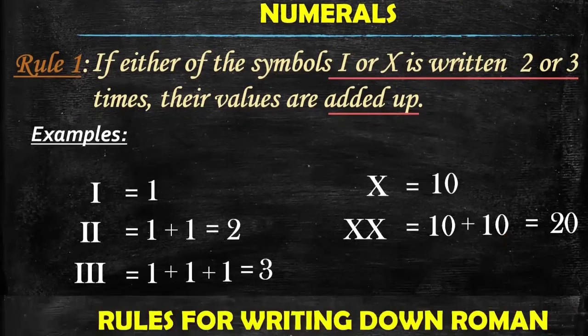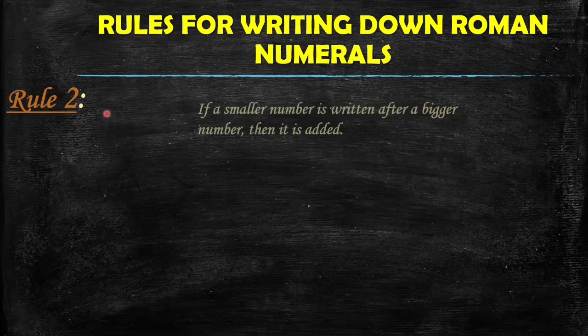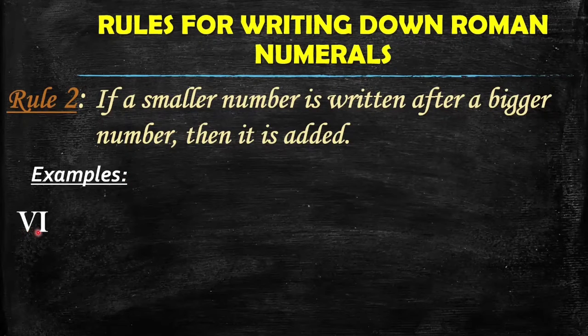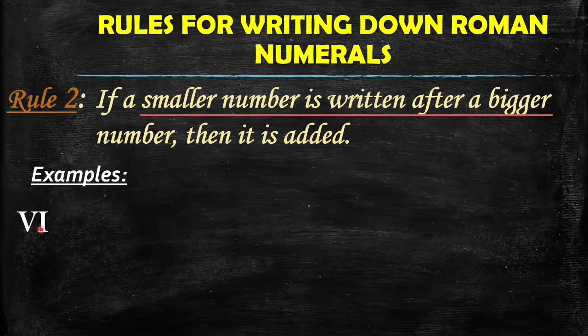Let us move to rule 2. Rule 2 says, if a smaller number is written after a bigger number, then it is added. Let us have a look at examples. Example 1, we have VI. V means the number 5 and I means the number 1. V, the number 5, is a bigger number, and I, which means the number 1, is a smaller number. The smaller number is written after a bigger number. So we have to add them up, which means 5 plus 1, which equals 6.